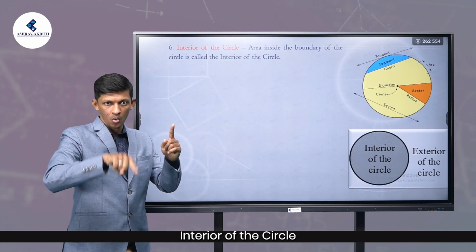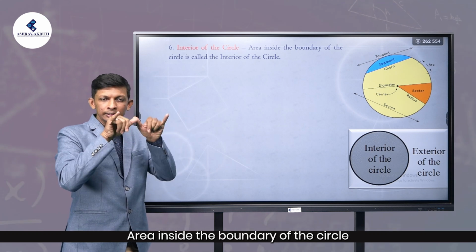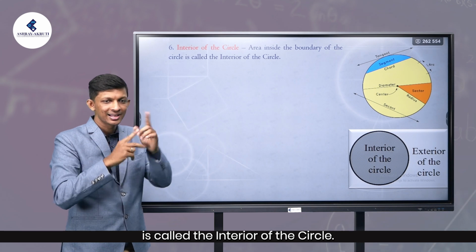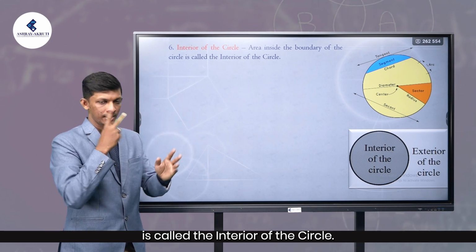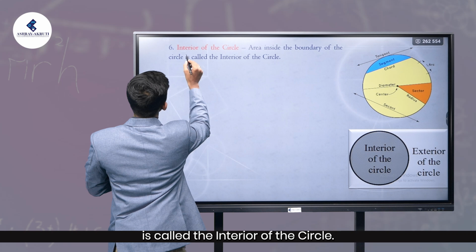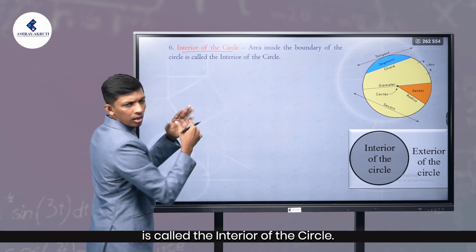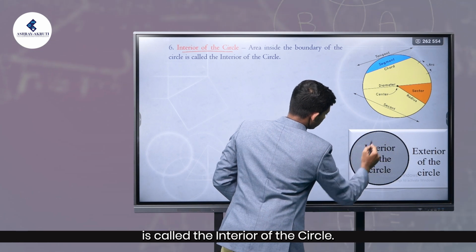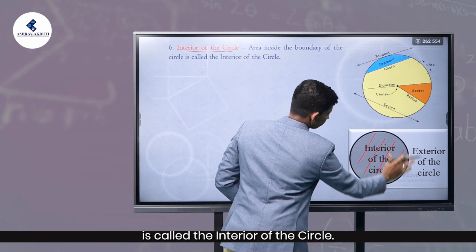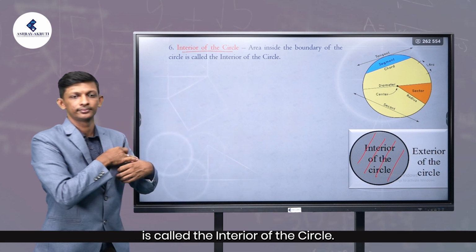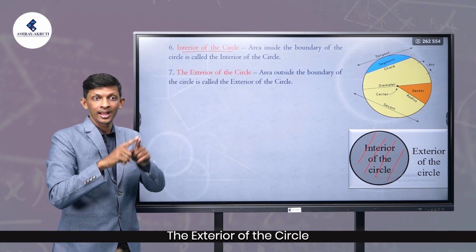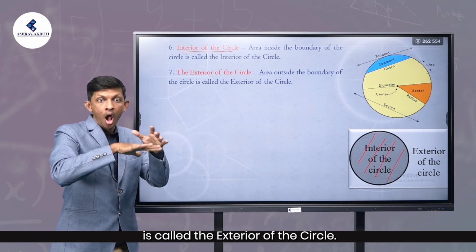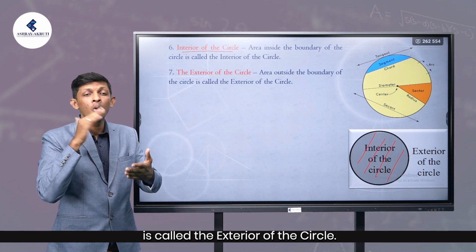Interior of the circle. Area inside the boundary of the circle is called the interior of the circle. The exterior of the circle. Area outside the boundary of the circle is called the exterior of the circle.